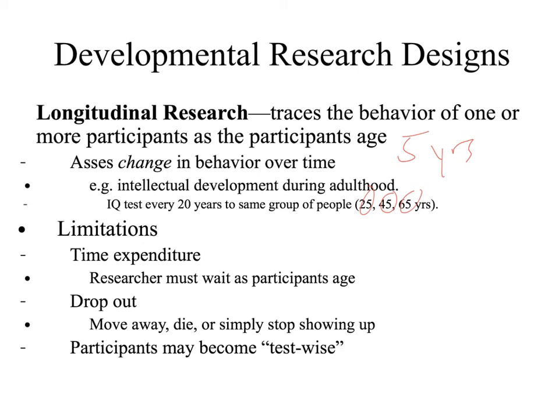Another limitation is that participants may become test-wise. So the first time they came, they may have been excited and truthful in their responses, but as they came the second time and the third time, they may have already outsmarted the test, and that could also influence our results.